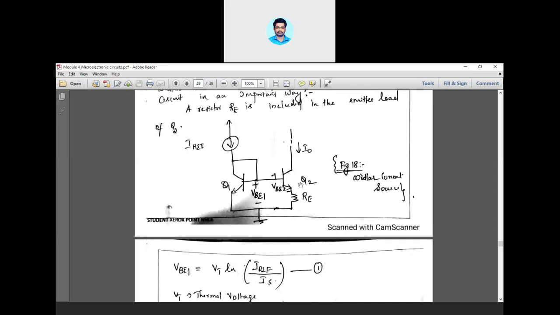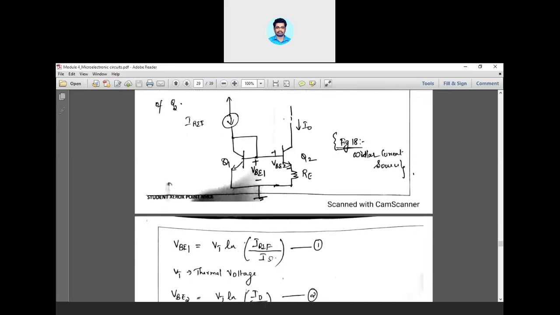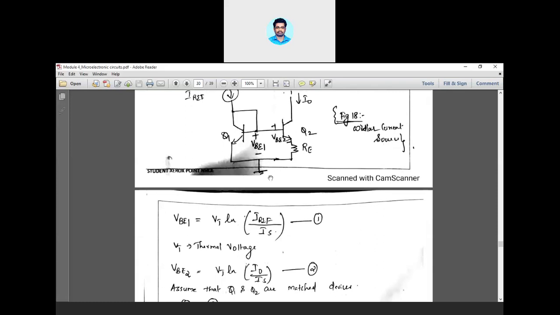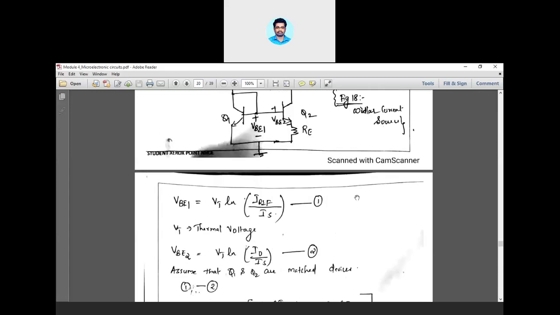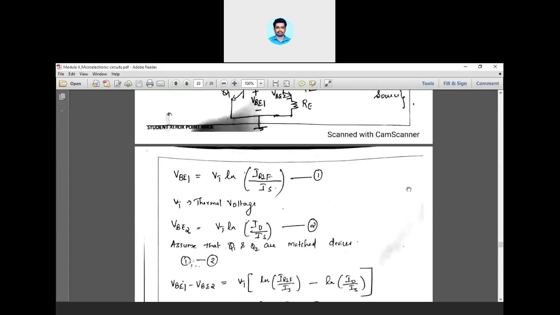Now coming to the second transistor, you are writing the same equation. The only difference is instead of IREF you will be putting I naught, because output current is I naught here, not IREF. Okay, so instead of IREF you will be putting I0. So VBE2 is equal to VT into natural log of I naught divided by IS. Now divide these two equations. What you will get?